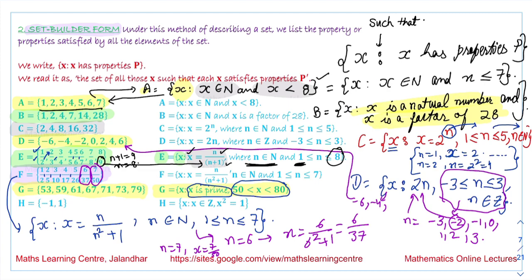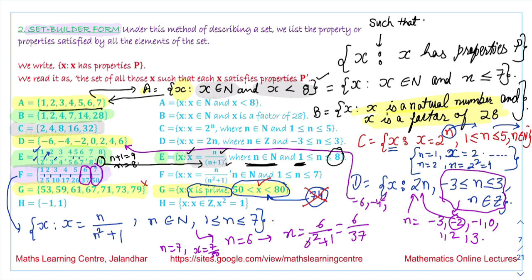Now suppose I am talking about any number, say 74. Whether this belongs to this set or not, we are saying the first thing is it lies between 50 and 80. It is satisfying this property that it lies between 50 and 80, but it is not satisfying the property that x is a prime number, so it is not an element of this set.